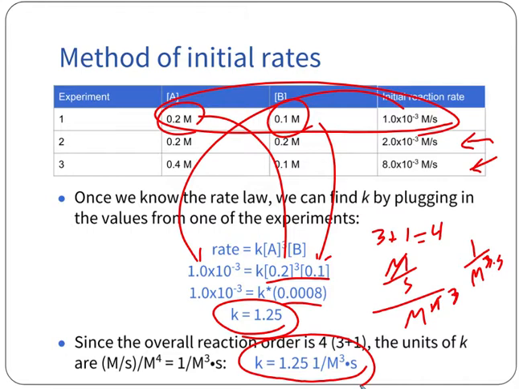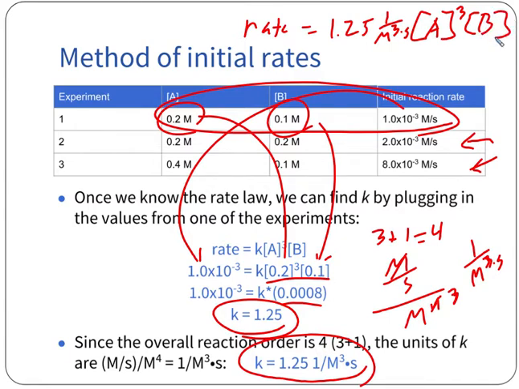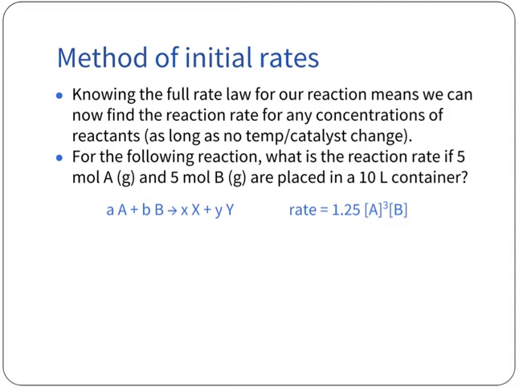If we had to write out our overall rate law, then the rate would be equal to 1.25 times 1 over molar to the third seconds times A cubed B. And that would be our rate law. And now, once we have that, we can say whatever concentration we want for A to start with, whatever concentration we want for B to start with, we can put in those concentrations and calculate what the rate is, right like that. So let's take a look.